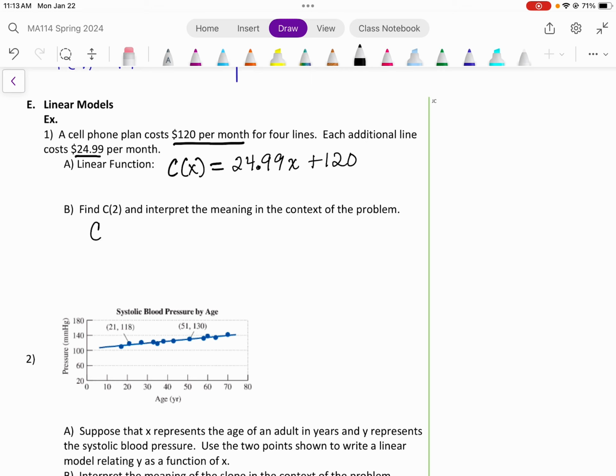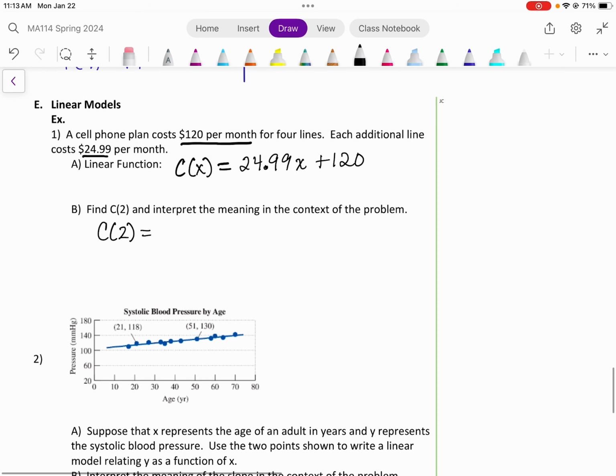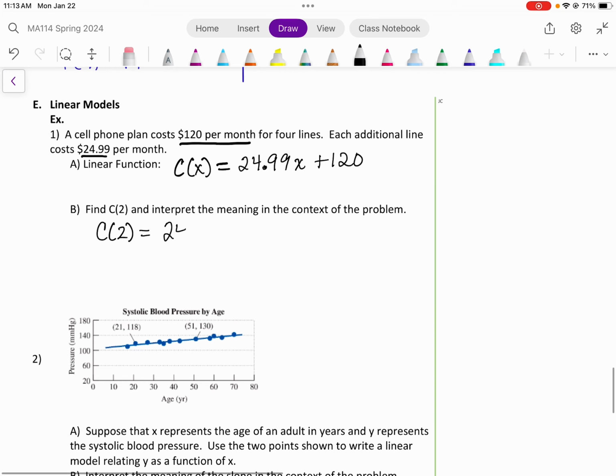All right, so what is c of 2? C of 2 would be plugging in 2 right there. And let's go ahead and run that in our calculator. I stumbled a little bit because there's so many different ways to set this up, and I want to give you guys the simplest way to do it. So $24.99 times 2 plus 120 is $169.98.